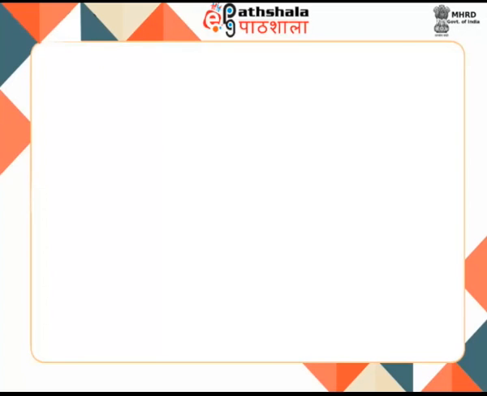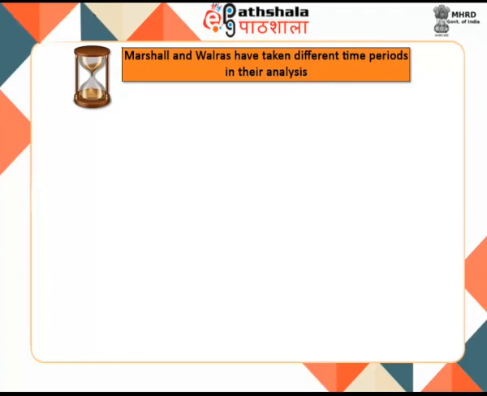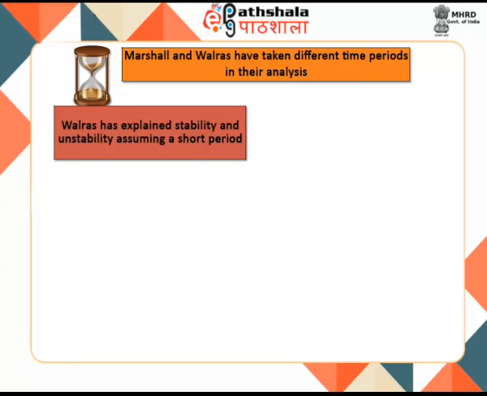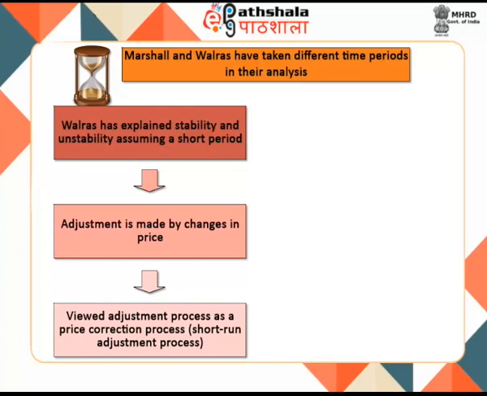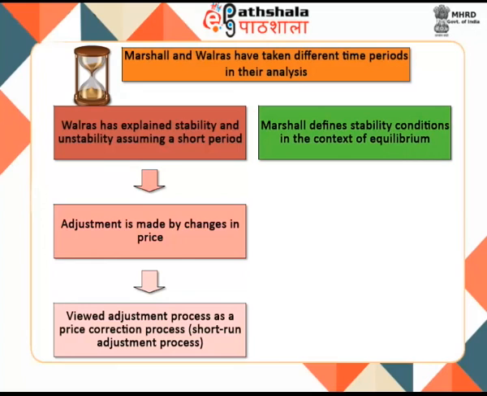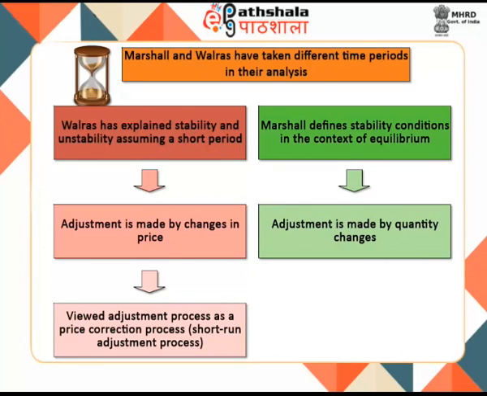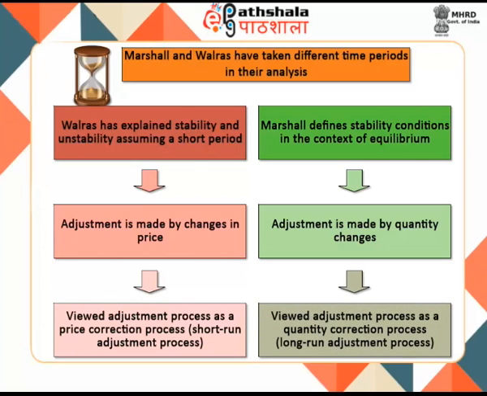Thus, the two approaches given by Marshall and Walras regarding the stability conditions of equilibrium are just opposite to each other. It is because both Marshall and Walras have taken different time periods in their analysis. Walras has explained stability and instability, assuming a short period in which adjustment is made by changes in price. Walras viewed the adjustment process as a price correction process, a short-run adjustment process. Marshall, on the other hand, defines stability conditions in the context of equilibrium in which the adjustment is made by quantity changes. Marshall viewed the adjustment process as a quantity correction process, a long-run adjustment process.